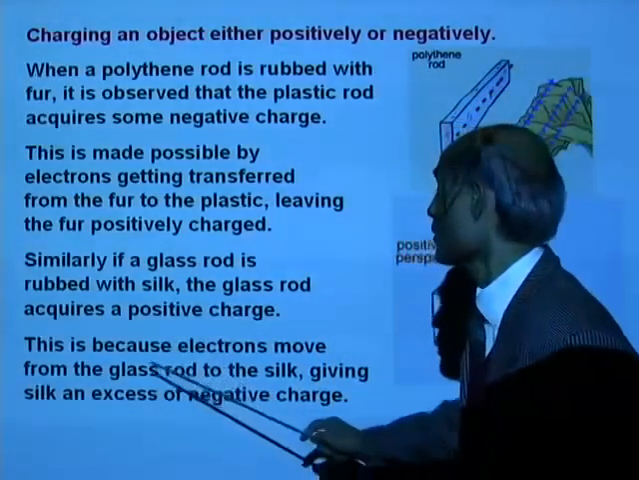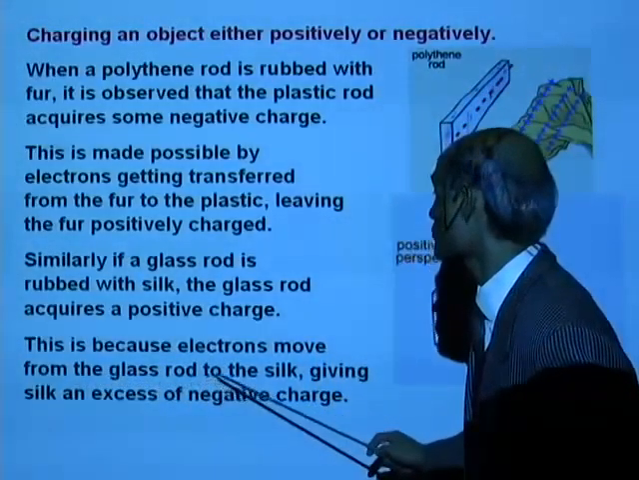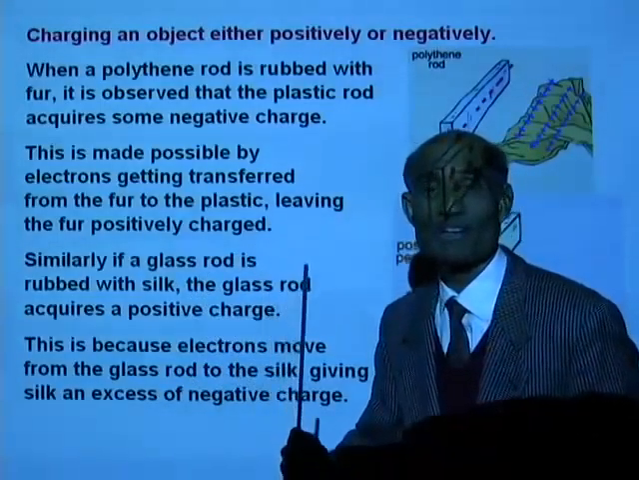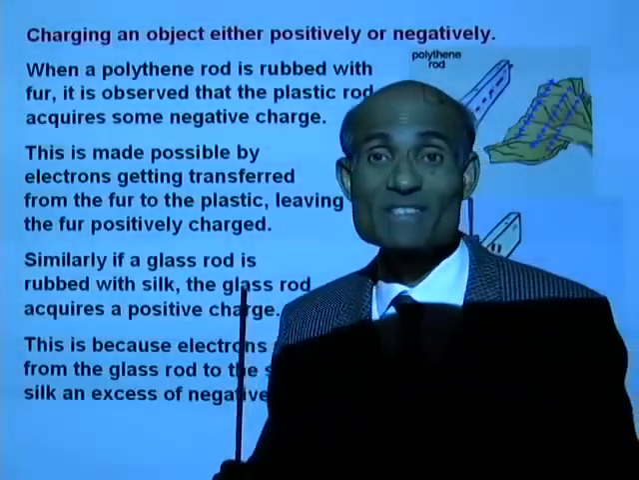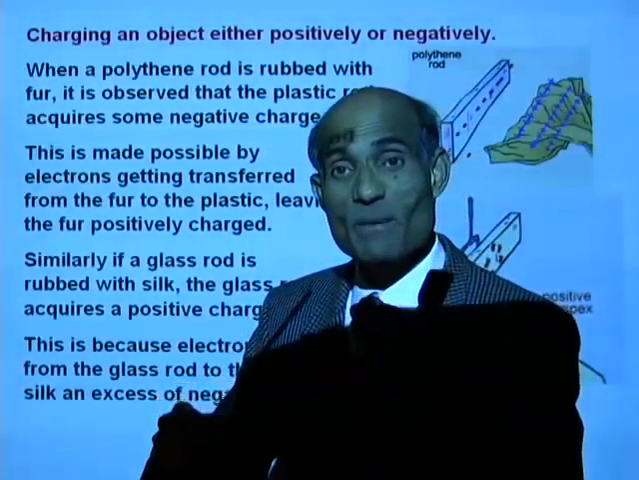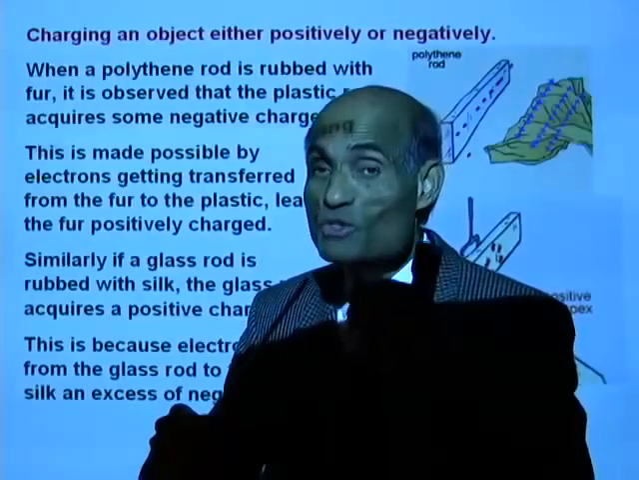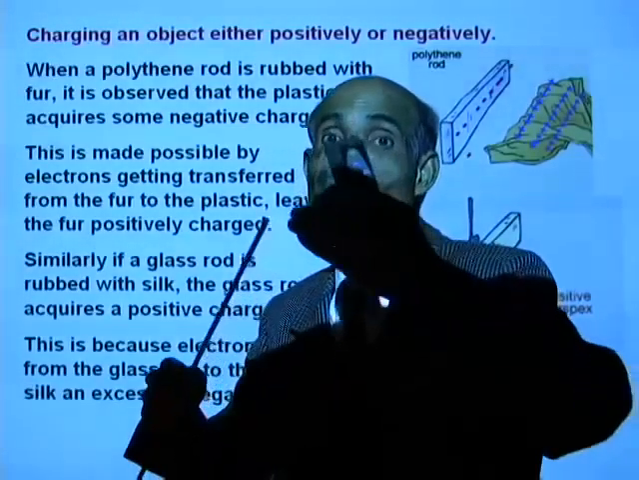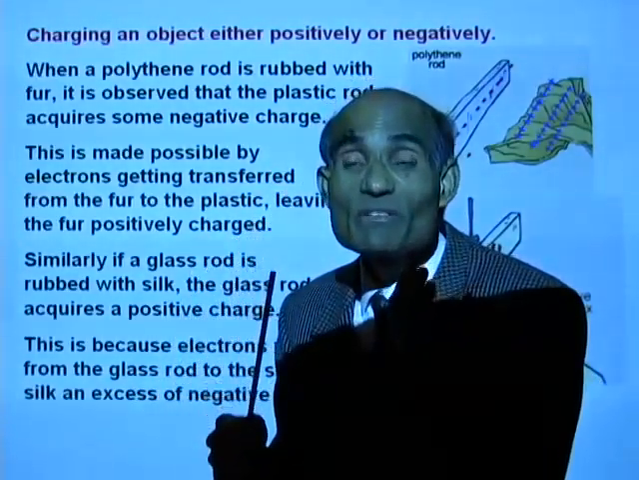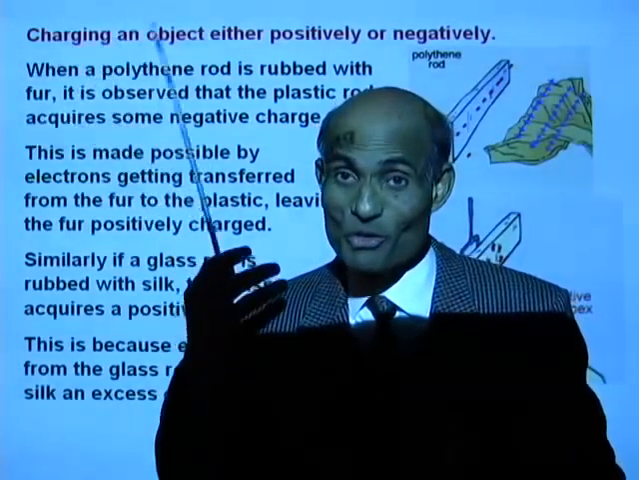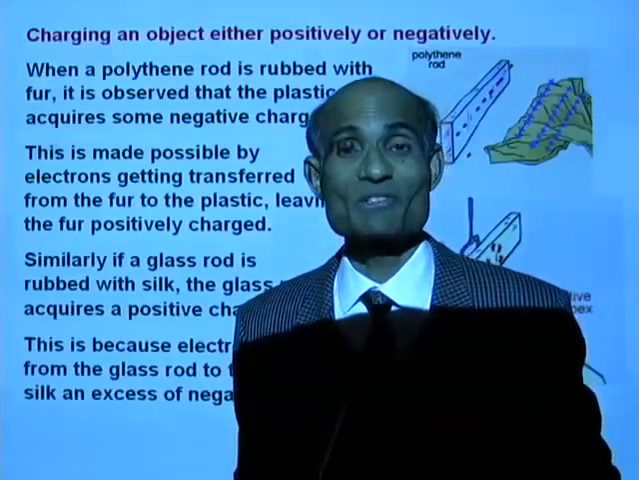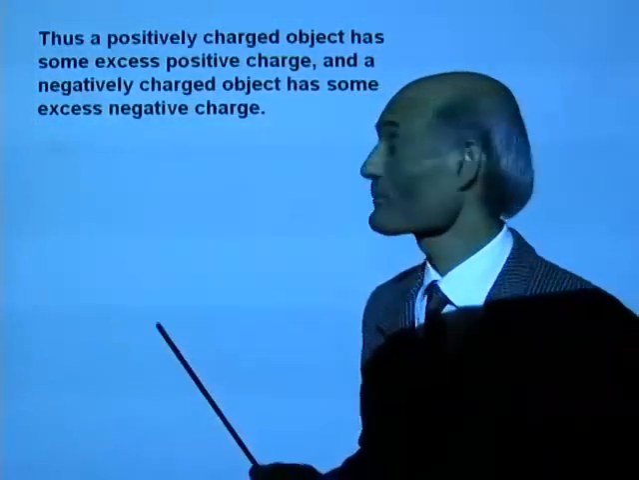Now this is because electrons from the glass rod move to the silk. You see, this time when you rub the glass rod with silk, the electrons from the glass rod move to the silk, leaving the glass rod with an excess amount of positive charge, and of course the silk got some excess amount of negative charge.